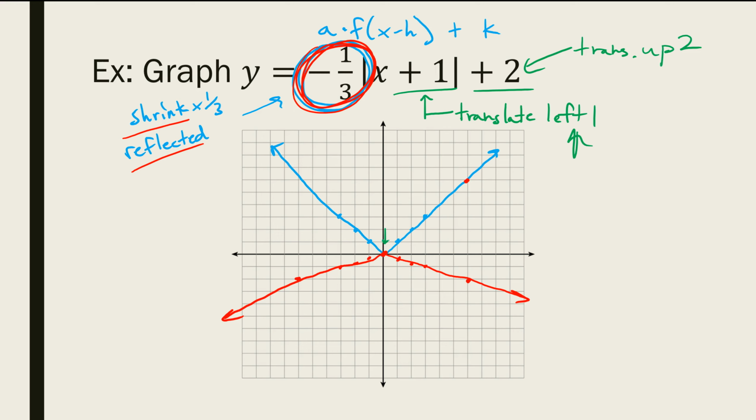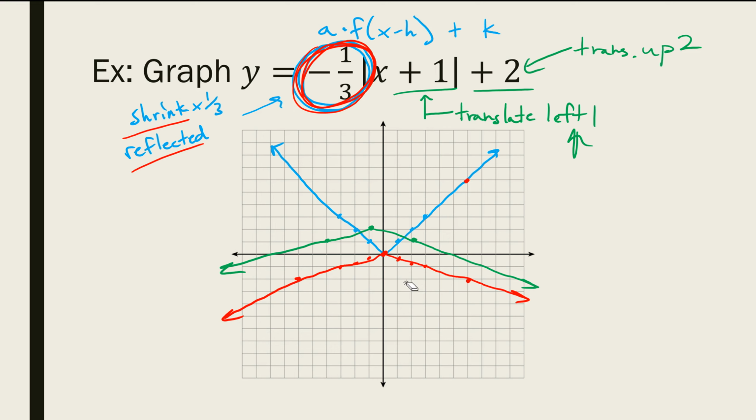So let's look at this point. Over 1, up 2. That would give me a point right here. Let's take a look at this point. Over 1, up 2 would give me a point right here. And let's take a look at this point. Over 1, up 2 would give me a point right here. These are 3 points, so I can start to make my graph. Notice I chose 3 critical points, the one right in the middle, and then the 2 kind of like the easiest whole value answers.